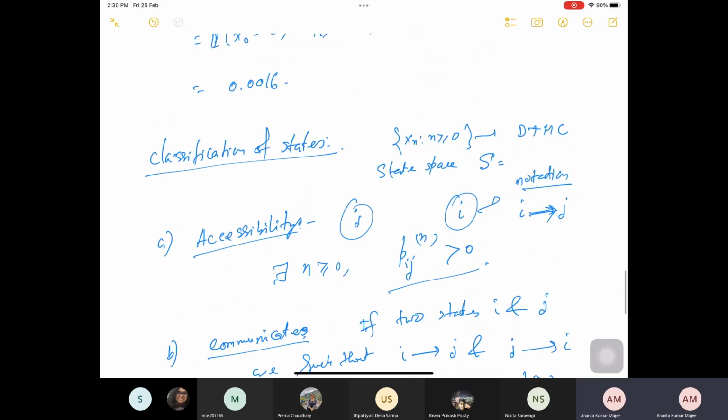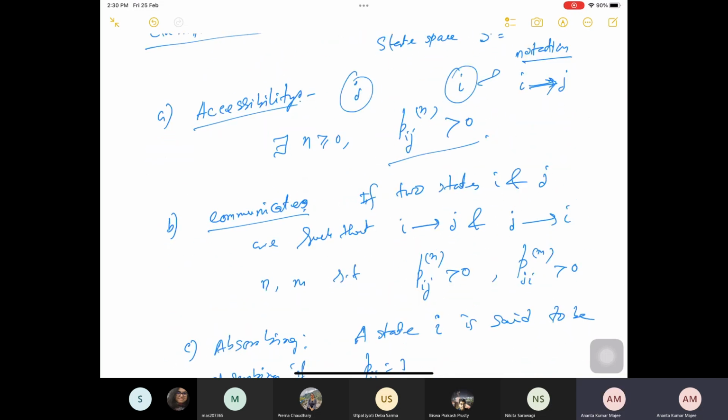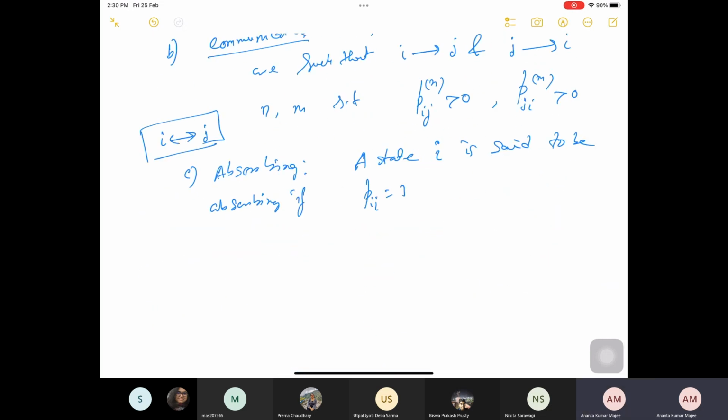This relation gives you somehow a relation, so I put this notation. If I and J communicate with each other, we denote it by I communicates with J. This is the notation I am using. You can check yourself that this accessibility relation is transitive. It is a simple lemma.